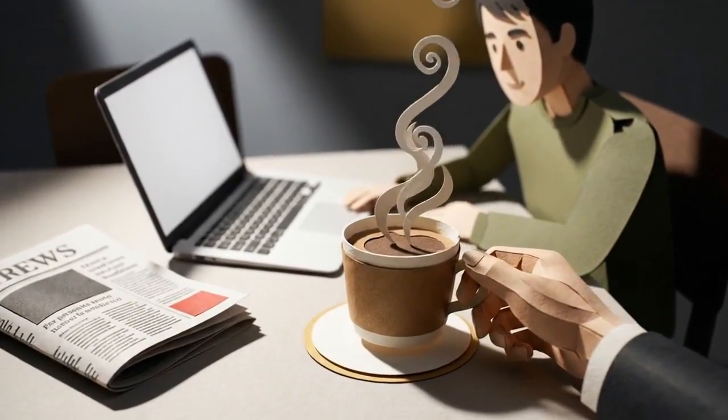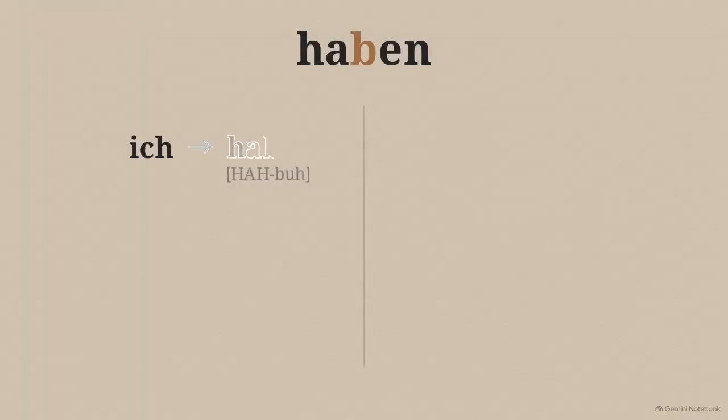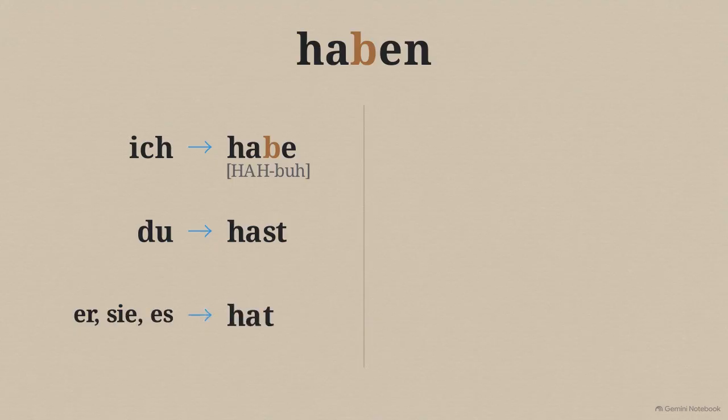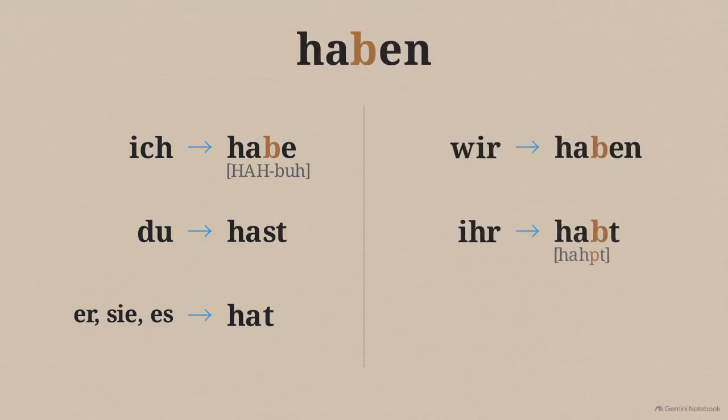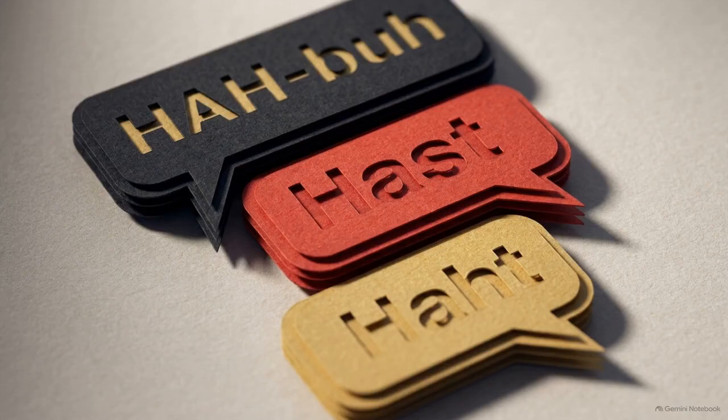Let's get started. First person singular, ich, maps to habe, pronounced habe. Second and third person are du hast and sie, er, es hat. The B disappears entirely. Guessing habst is incorrect. Plurals bring the B back. Wir haben, ihr habt, pronounced with a hard P, and Sie haben.